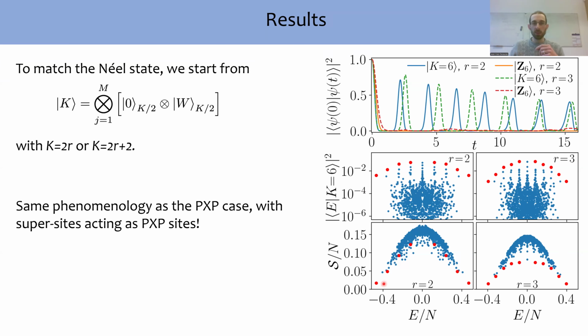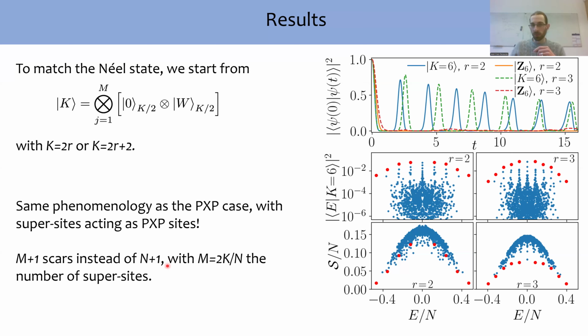And the entanglement entropy here is lower, here it's not, but that just depends on the number of states in the tower. And the agreement with PXP is not just qualitative, it is also quantitative. If we take PXP, we know that the number of scar states is just the number of sites plus 1. And here, the number of scar states is the number of supersites plus 1. So we really have this approximate mapping to the PXP that takes us back to a bipartite lattice.